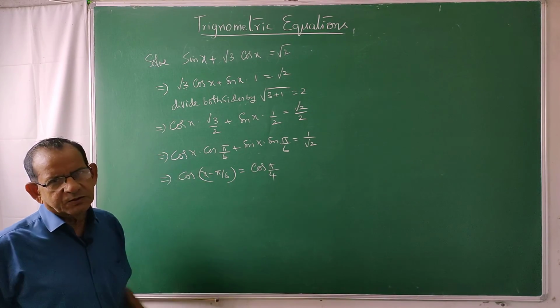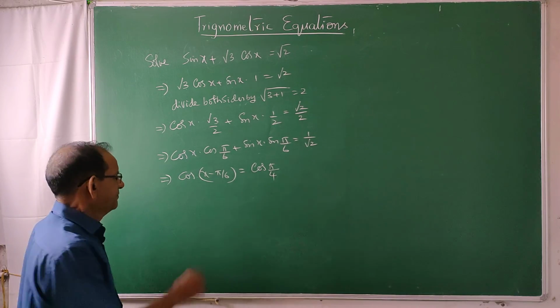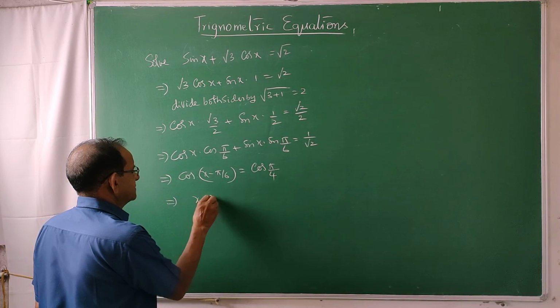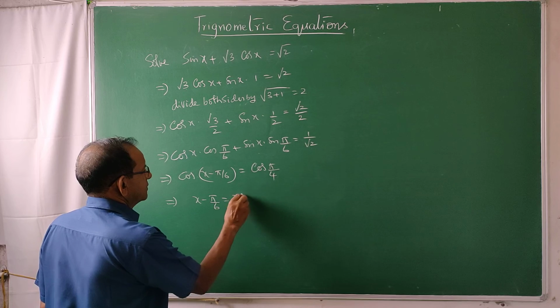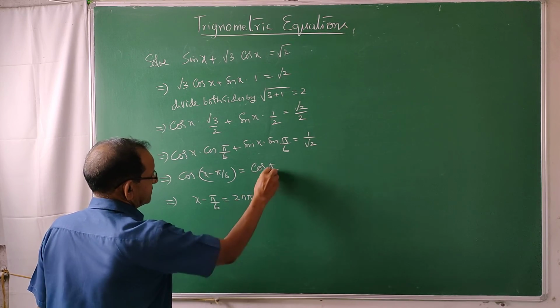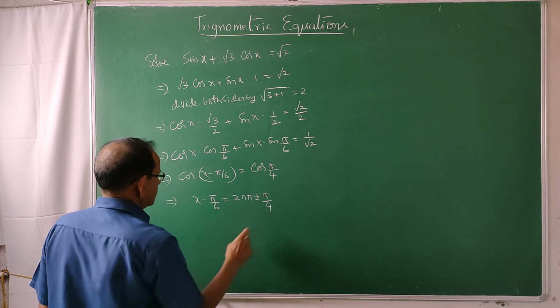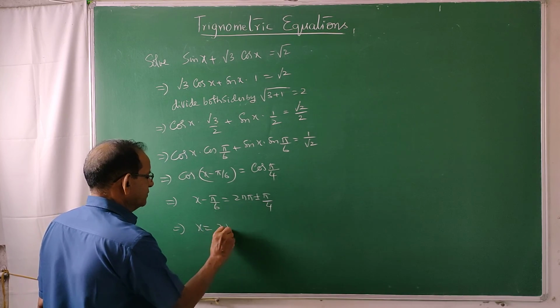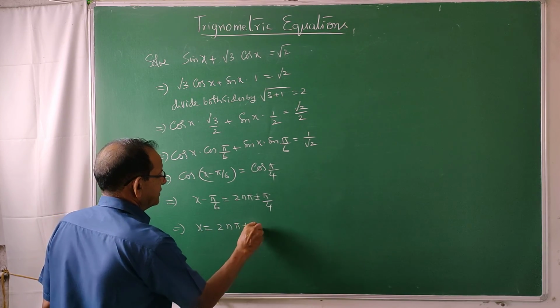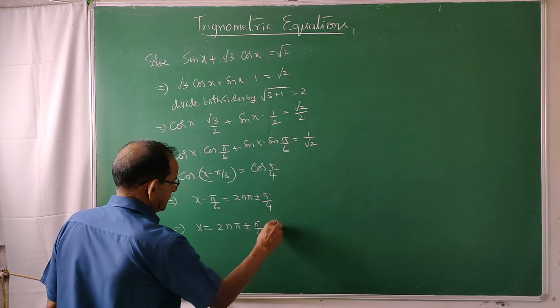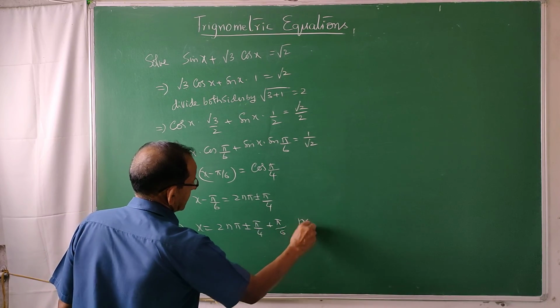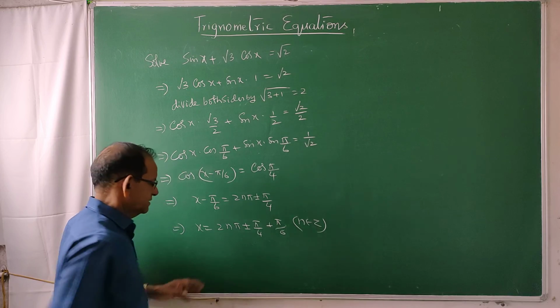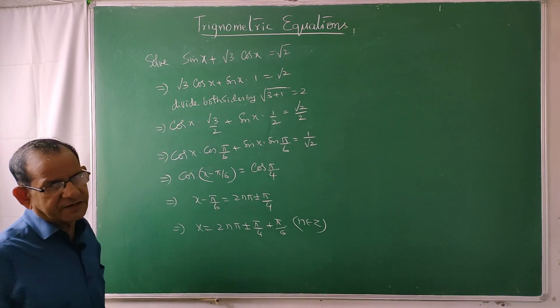Now it is in the form of cos theta is equal to cos alpha. So theta is equal to 2n pi plus or minus alpha. That implies x minus pi by 6 is equal to 2n pi plus or minus pi by 4. So bring minus pi by 6 to the right side. That implies x is equal to 2n pi plus or minus pi by 4 plus pi by 6. N belongs to z. This is the general solution for the given equation.